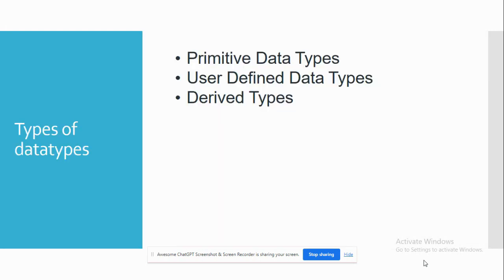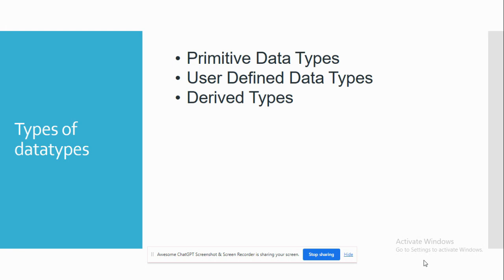So, we are going to start with the types of data type in C. In the C programming language, we have three main types of data type. We have primitive data types, we have user defined data type, and we have derived data types. So, what's a primitive data type in the C programming language? Primitive data types are the most basic data type that are used for representing simple values such as integer, float, doubles, etc.